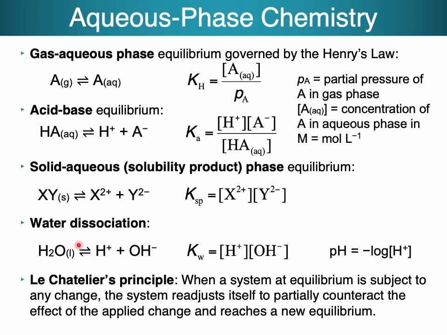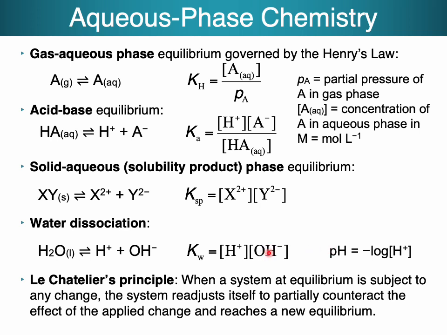Finally, last but not least, water itself in the solution can also dissociate. Water as a liquid can dissociate to form a proton and the conjugate base, which is the hydroxide ion. The product of proton times hydroxide ion is also a constant. We call it the water dissociation constant, Kw, and it has a very specific value, 10 to the power of negative 14 mole squared.